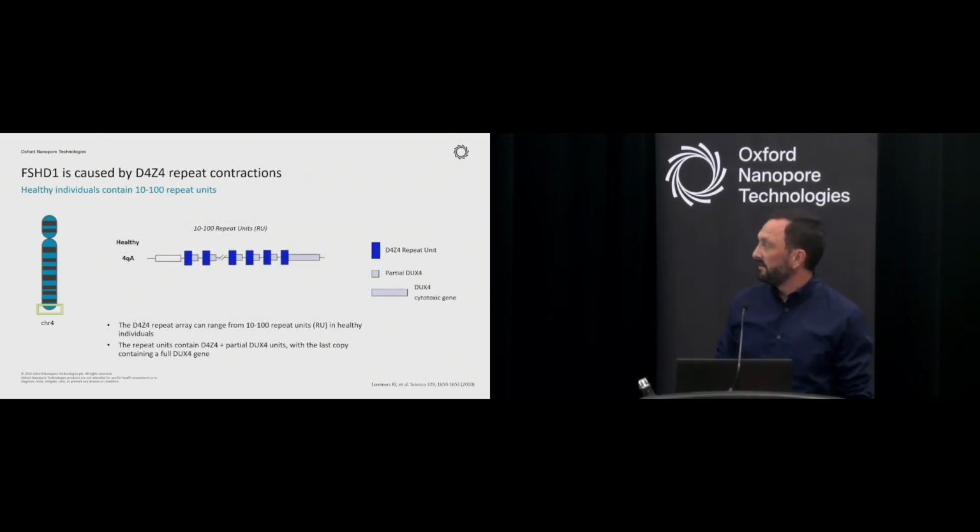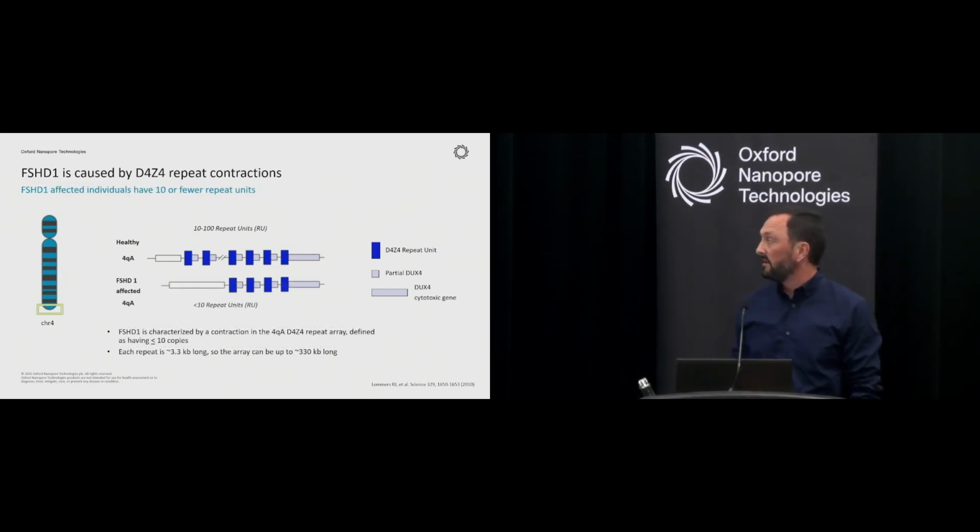So this is what the microsatellite array looks like in a healthy individual. This is anywhere from 10 to 100 repeat units, and the repeat units are 3.3 kb, 3.3 thousand bases each. So in a healthy individual, this can be up to 300 kilobases long. And it's made up of these D4Z4 repeat units that have been coupled to a partial DUX4 gene. And then there's a full-length DUX4 cytotoxic gene at the end of the array.